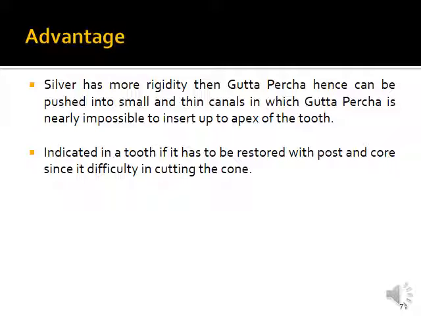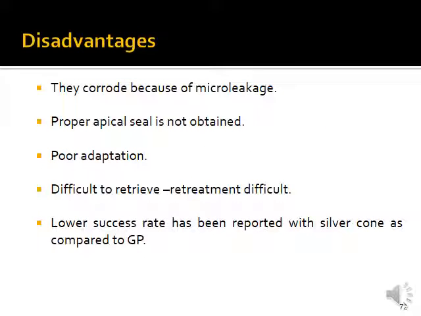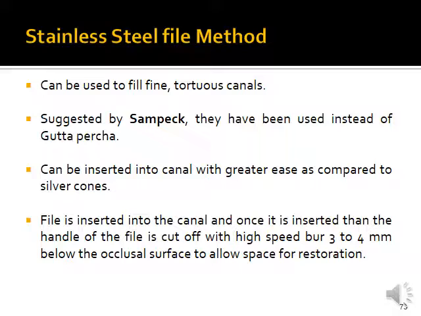Indicated tooth has to be restored with a post and core since it is difficult to cut the cone. Disadvantages: they corrode because of microleakage. Proper apical seal is not obtained. Poor adaptation, difficult to retrieve. A lower success rate has been reported with silver cones as compared to GP.